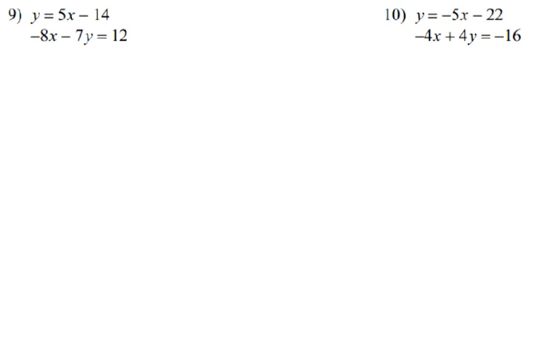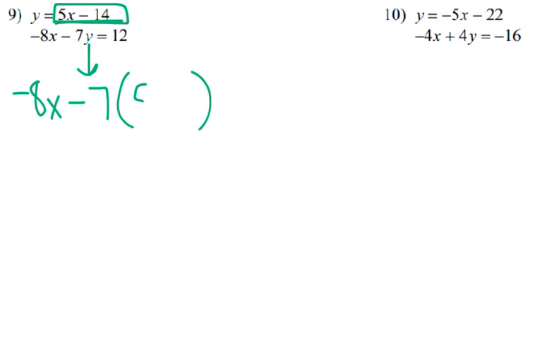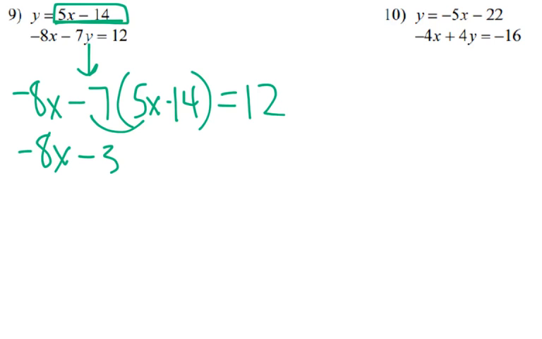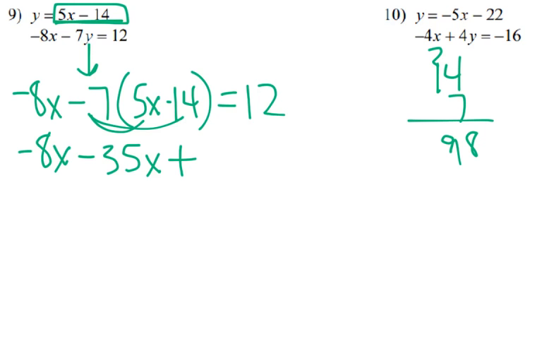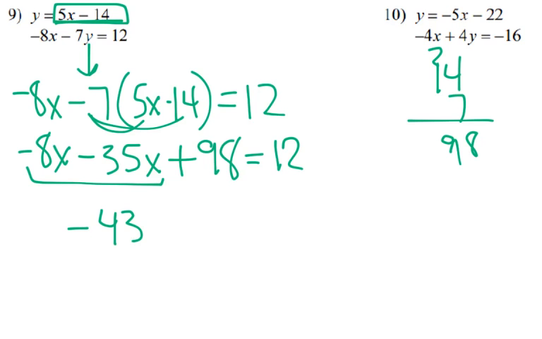Alright, next one, same idea. This 5x minus 14 is the same thing as y, so let's replace that y with 5x minus 14. So we get negative 8x. Negative 7 times 5 is negative 35x. Negative 7 times negative 14 is positive 98 equals 12. Combine those two. Negative 8 minus 35, it's like we're adding them together. So it's going to be a negative 43x.